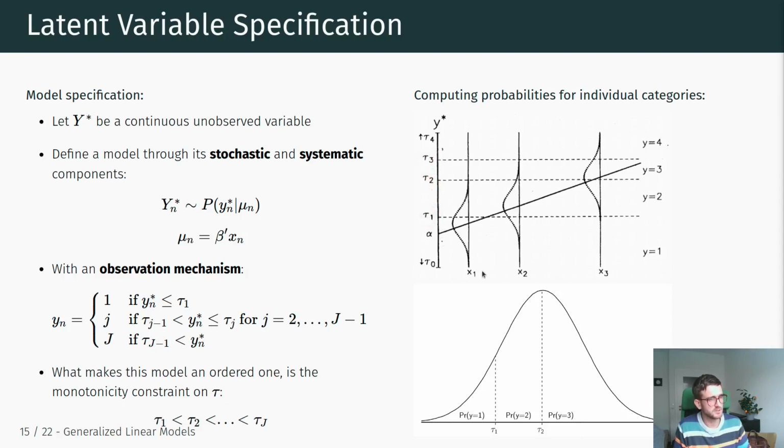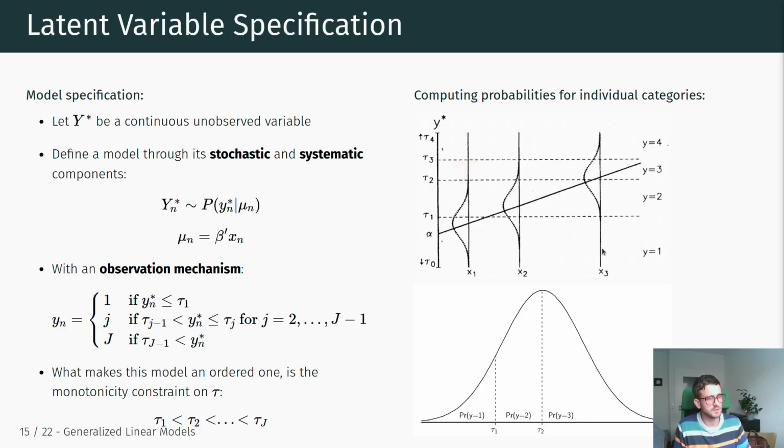Okay, so the probability of y being equal to 1 is, for x1, the probability mass here that is below tau 1. Y being equal to 2 is the probability or the density between tau 1 and tau 2, and equivalently y equals 3 is the probability mass or the density between tau 2 and tau 3, and so on. Okay, so as we can see here, for x1 we have a fairly large probability of y being equal to 1, and a slightly smaller probability for y being equal to 2, and the probability of y being equal to 3 or 4 is essentially almost 0.